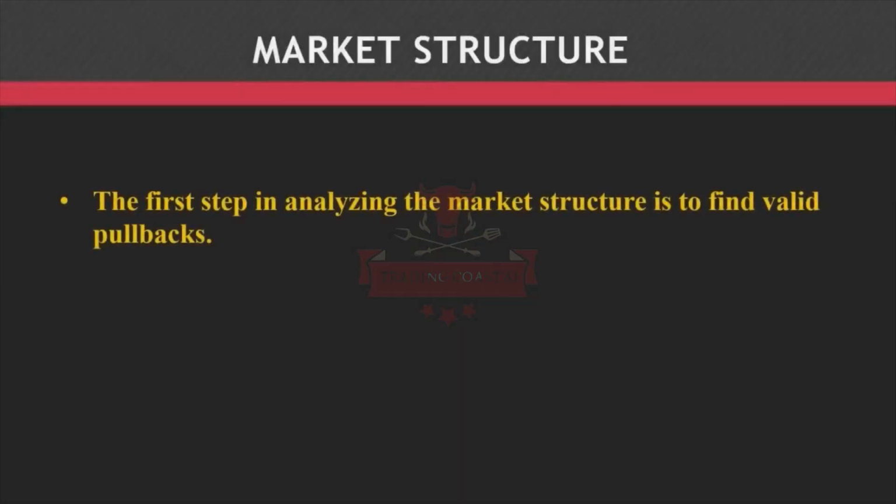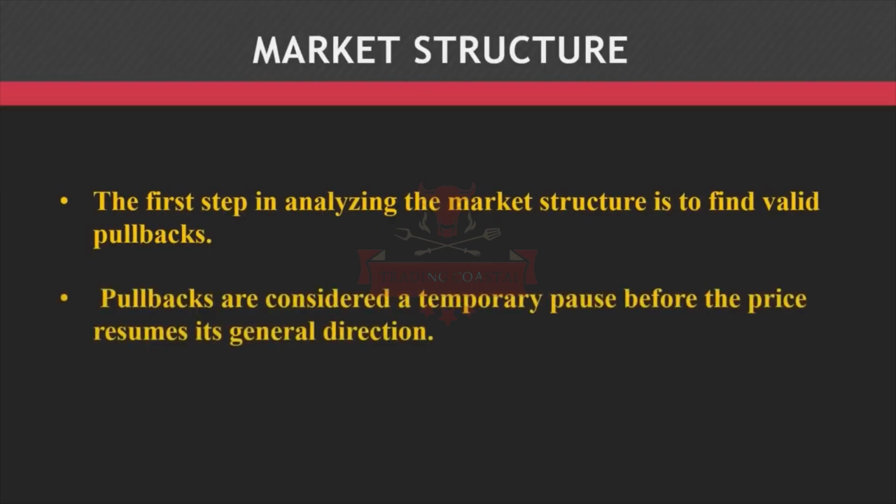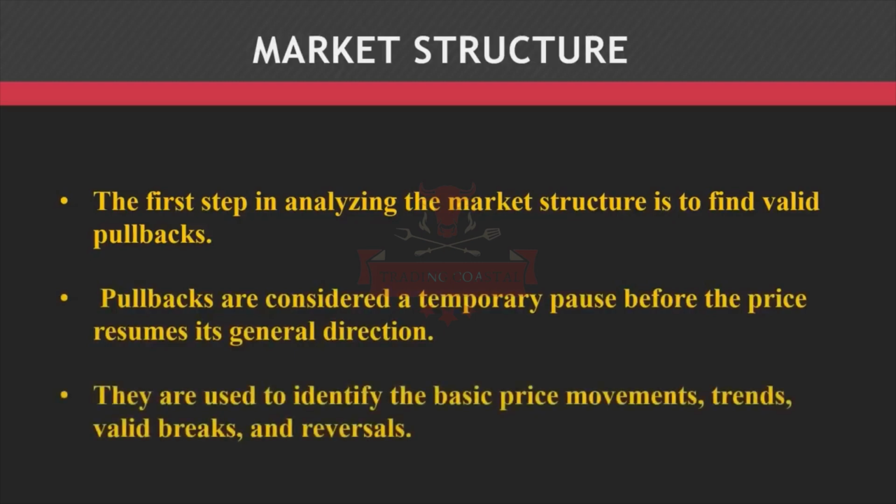The first step in analyzing the market structure is to find valid pullbacks. Pullbacks are considered a temporary pause before the price resumes its general direction. They are used to identify the basic price movements, trends, valid breaks, and reversals. So, how to identify a valid pullback?